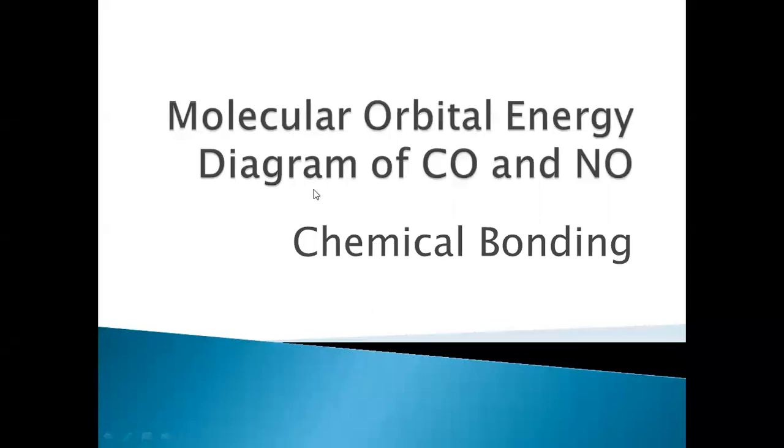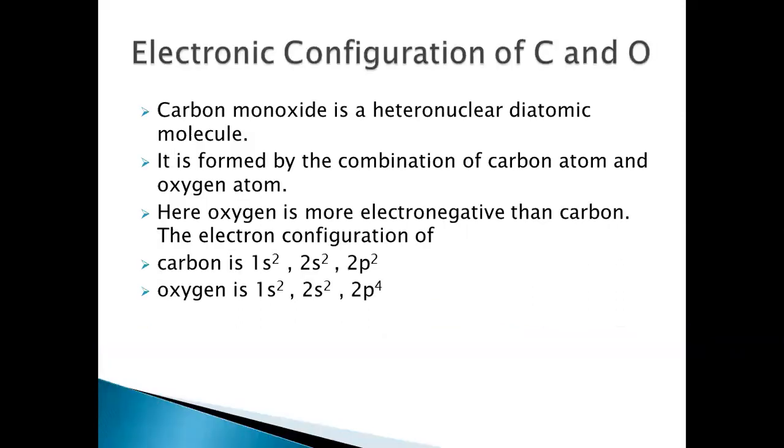I'm going to discuss the molecular orbital energy diagrams of carbon monoxide and NO, that is nitric oxide. Both of them are heterodiatomic molecules, that is, hetero, which is made up of different atoms. The two atoms forming a molecule here are of different kinds, so we are calling it a heterodiatomic molecule.